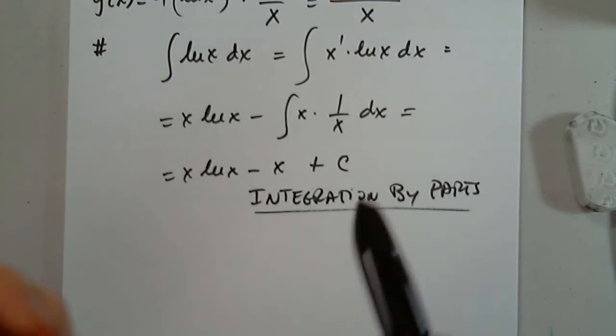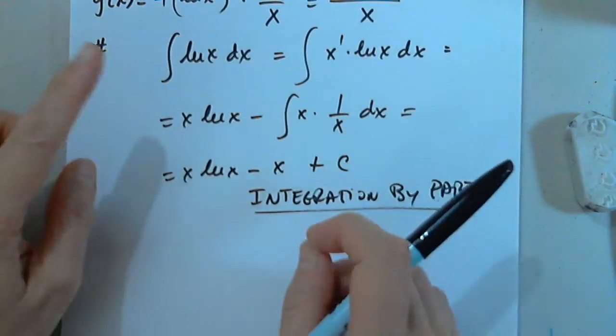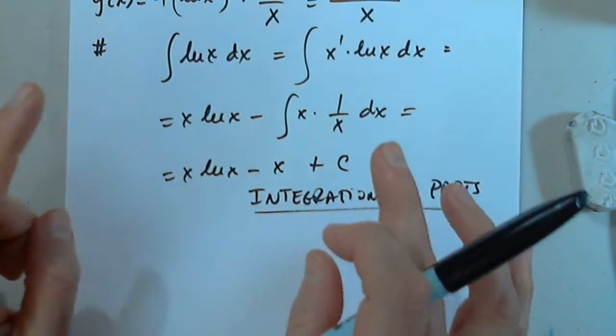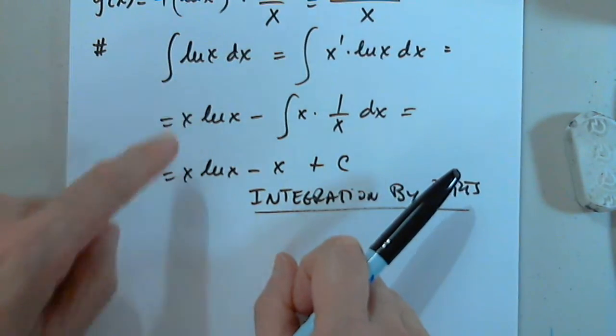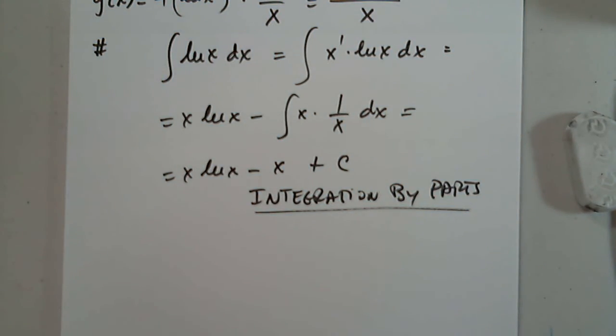Gotcha. So now you can always check by differentiation. The indefinite integral you can always check, right? So when you differentiate this, you will get that. Guaranteed.